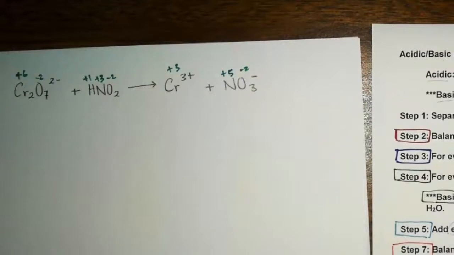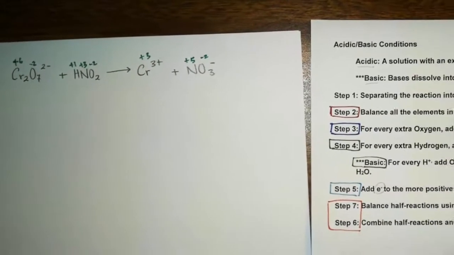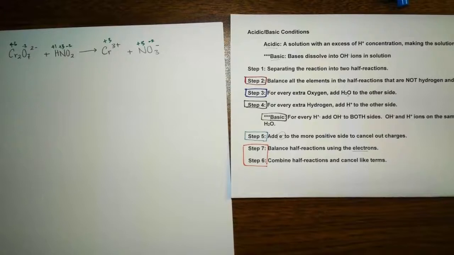And if you have a difficult time assigning the oxidation number, please go back and review that specific video, okay? Now let's go back and look at this problem together. Go back to step number 1. Now we can separate them into half reactions.